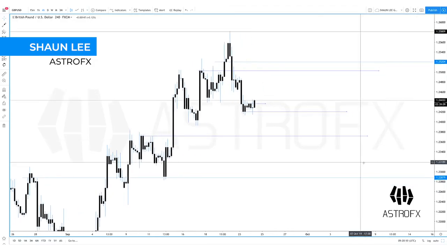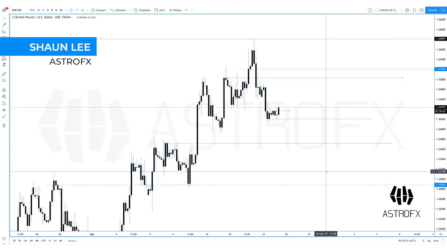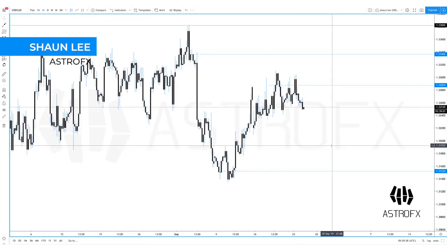Look how clean that chart looks. It looks so clean, but we know exactly what's going on. So let's fall into the USD CAD.